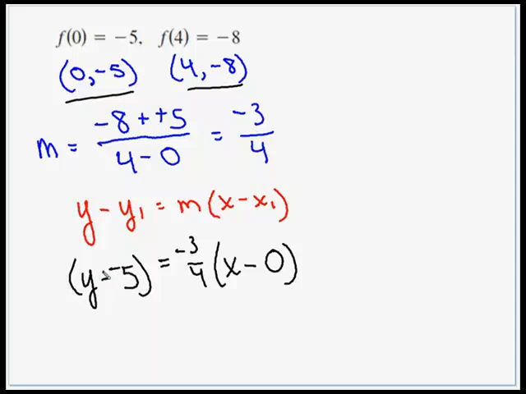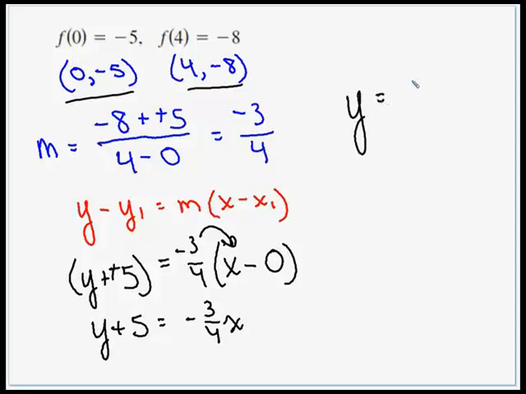So y minus negative 5 becomes y plus 5. And that's equal to, we distribute the negative 3/4, negative 3/4 x, and negative 3/4 times 0 is 0. And our last step is we're just going to subtract that 5 out of there. Y equals negative 3/4 x minus 5. There's our linear equation that uses those indicated values.